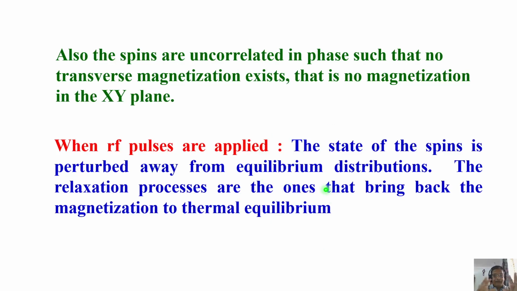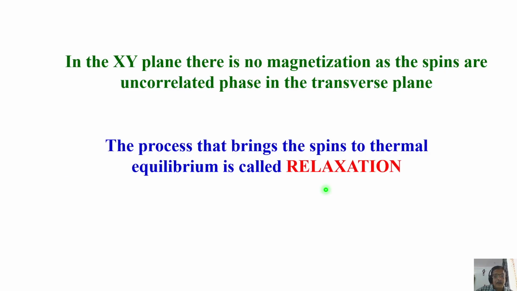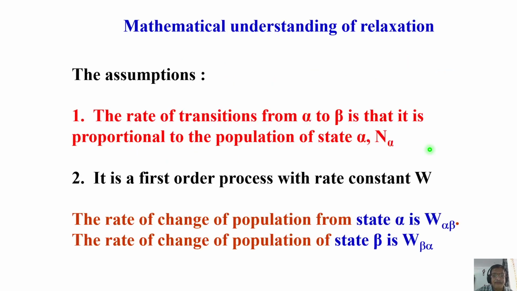Okay. There are two types of relaxation. We'll go ahead and understand. This is one type of relaxation where magnetization has to come back and grow along the z-axis. Of course, as I said, there is no magnetization in the XY plane because the spins are uncorrelated in the transverse plane. That's all I already told you. The process that brings the spins to thermal equilibrium is called relaxation. That's what I just said.